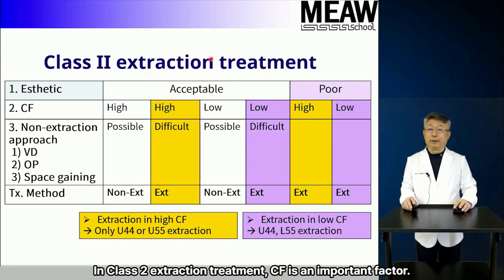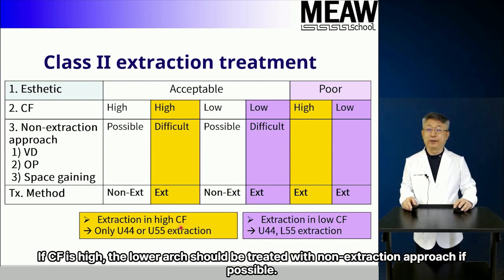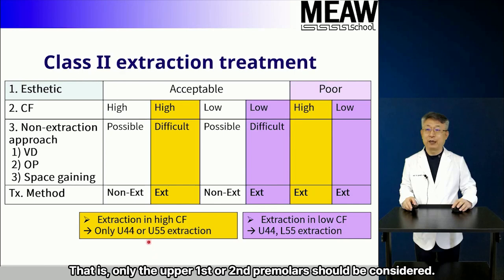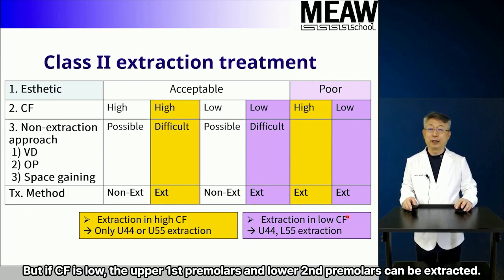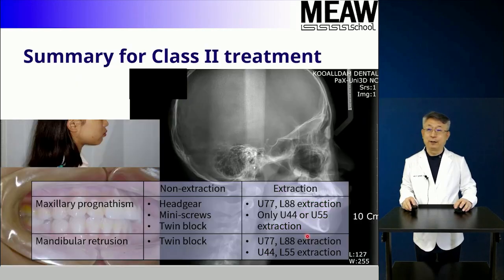In Class 2 extraction treatment, CF is an important factor. If CF is high, the lower arch should be treated with non-extraction approach if possible. That is, only the upper first or second premolars should be considered. But if CF is low, the upper first premolars and lower second premolars can be extracted.